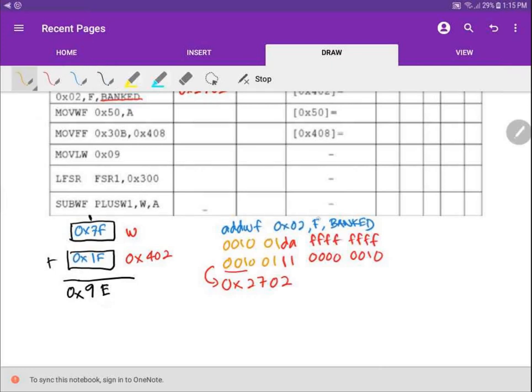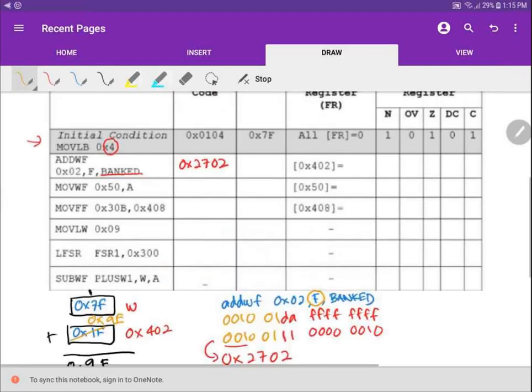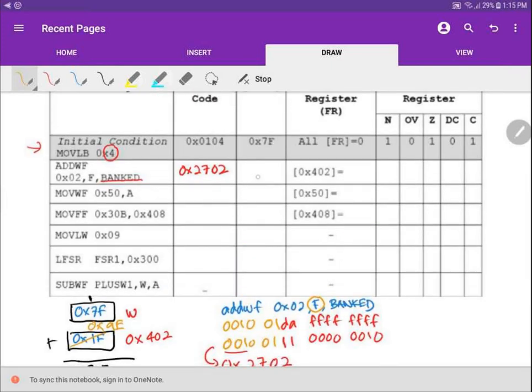How do you know? Because you see the F is here, right? So the content of 402 will be this 9E. Is that okay? So now let us try to fill in. What is the content of working register after you execute ADDWF? 7F is still the same, right? What is the content of 402? 9E.